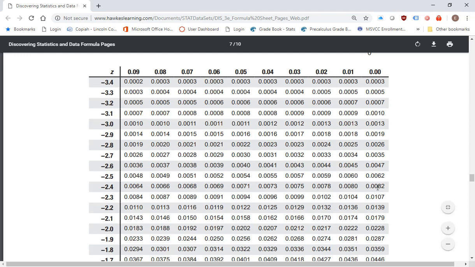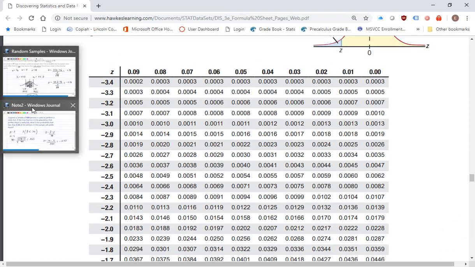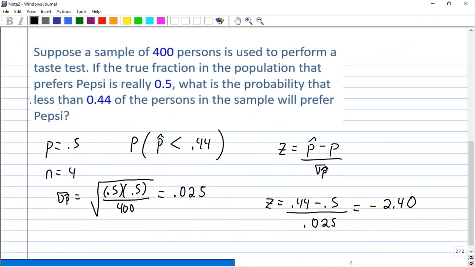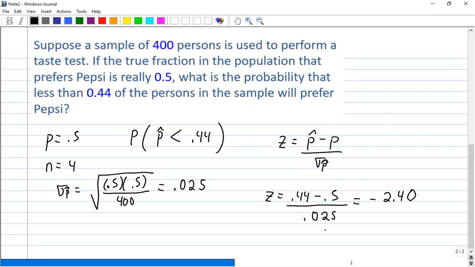So 0.0082. And since it was a less than problem, that's my actual answer. That was my area. So my probability is 0.0082. Just like that. All right. Any questions on that one?